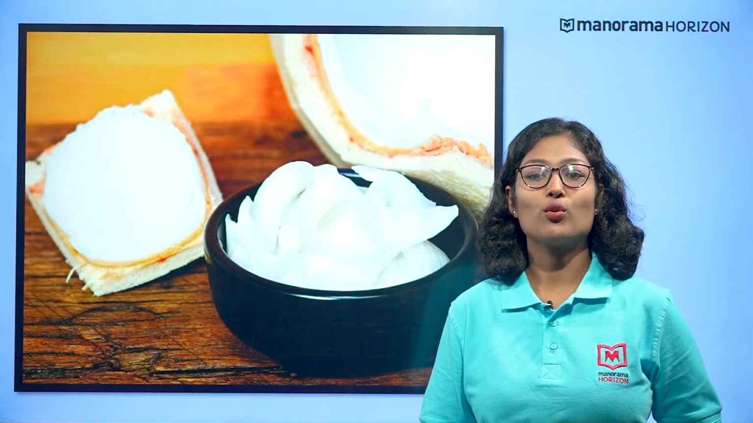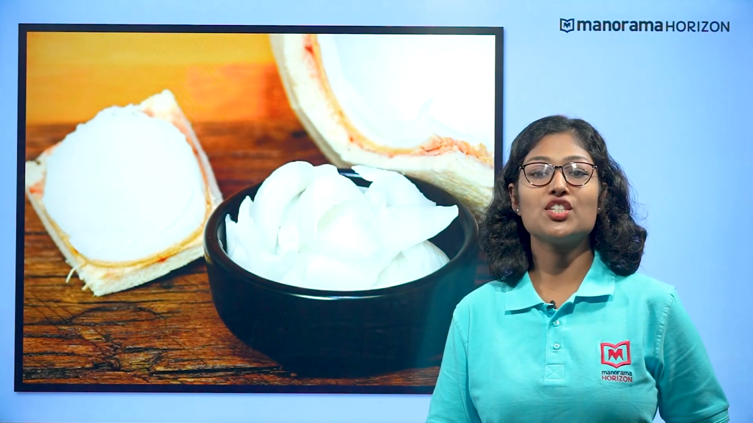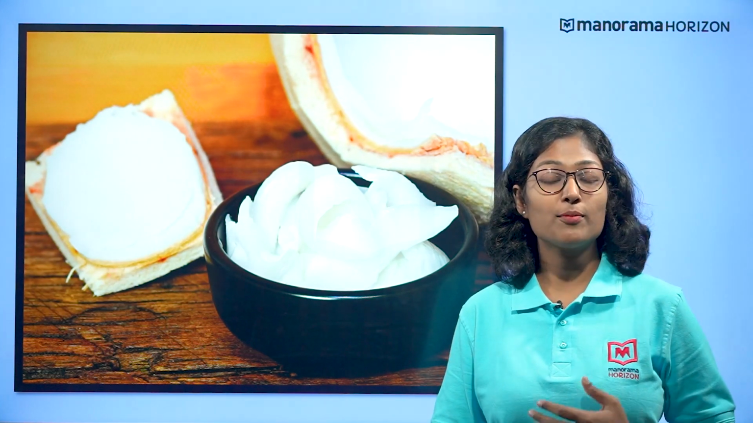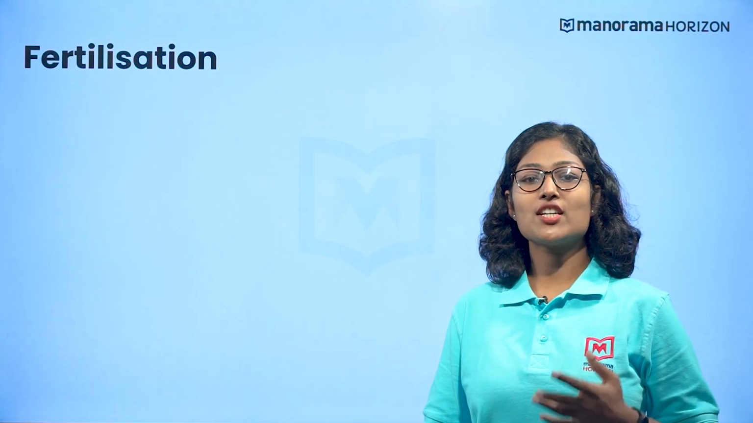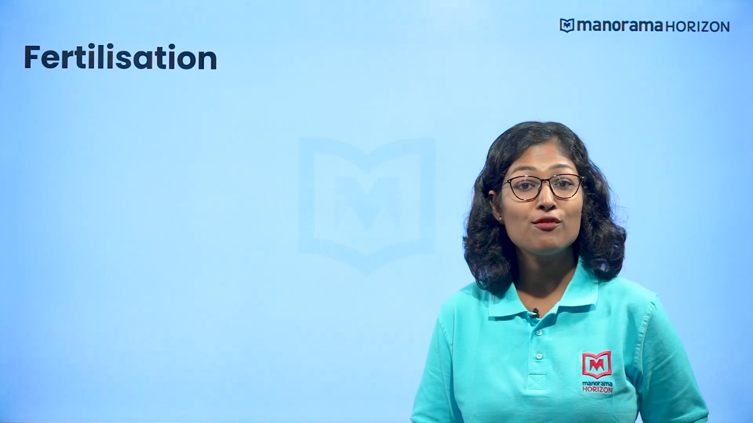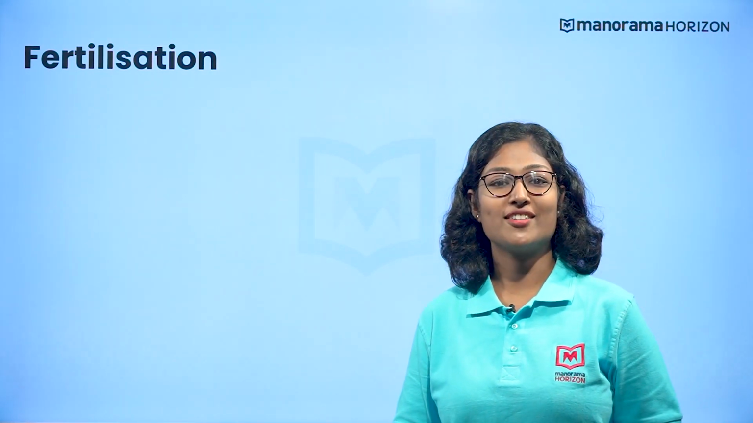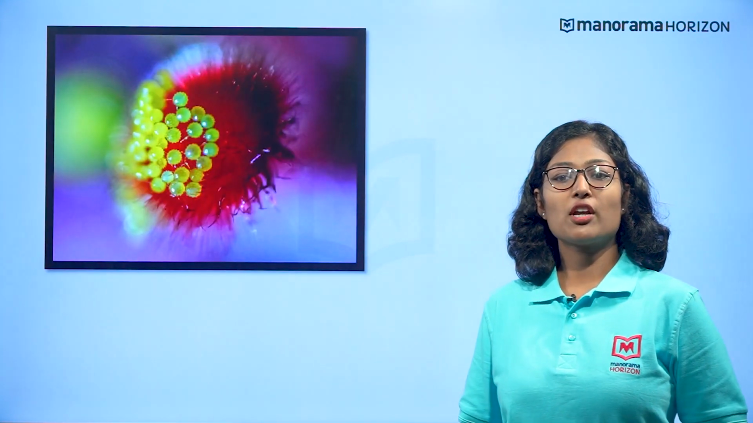Have you ever thought about how such a delicious drink and meat are formed from the coconut tree? The answer lies in a step of sexual reproduction called fertilization. But how does fertilization produce such delectable foods? Let's find out together. Sexual reproduction includes two main steps.